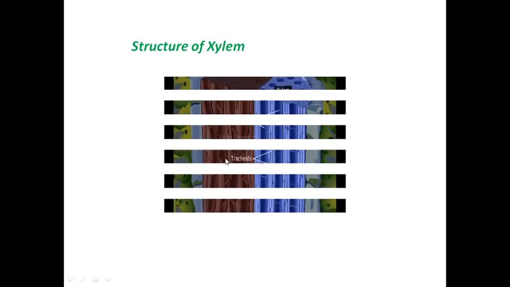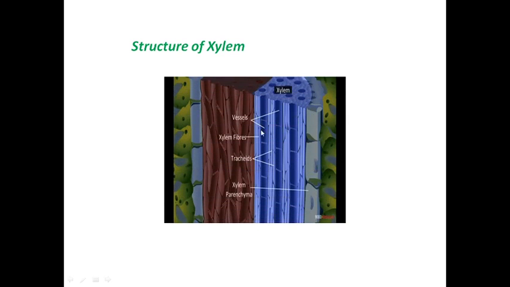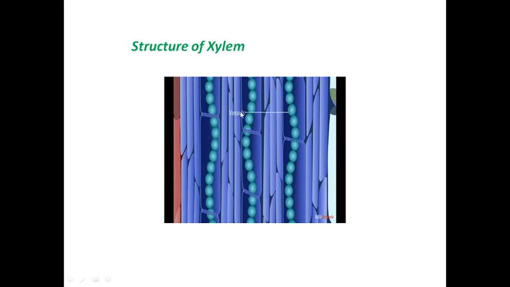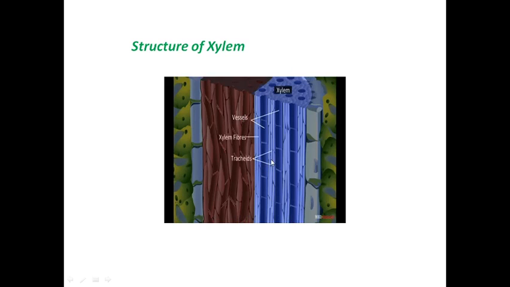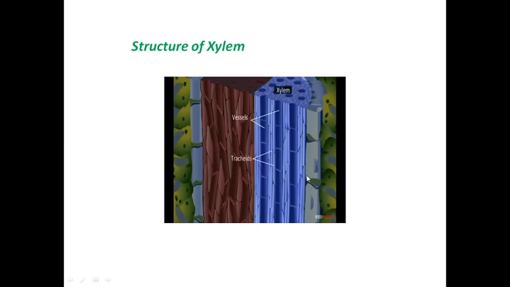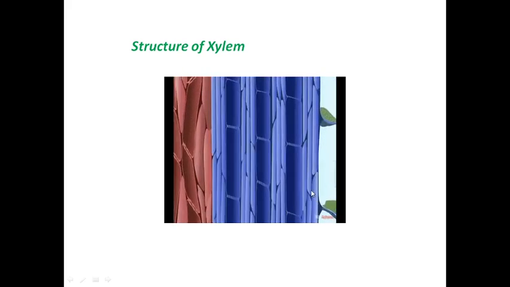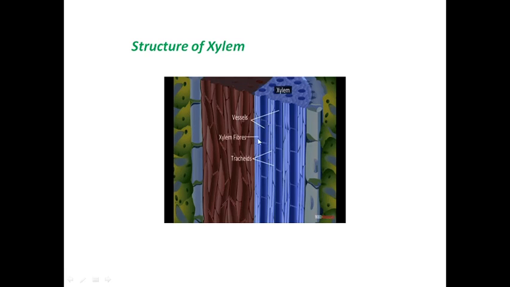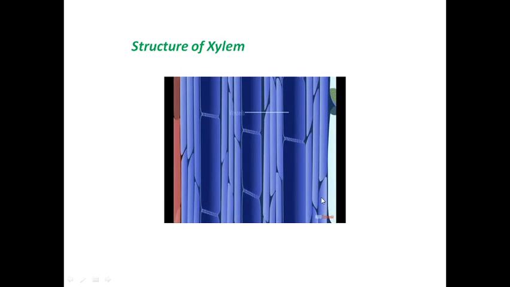Now you can see the structure of xylem in a nutshell. Here I am showing you: these are the vessels, and these are the tracheids in between. Here you can see the water going up through these tracheids. And here you see this is xylem parenchyma. I hope this is clear to you. You can have a look at this once again: vessels, tracheids, xylem fibers in between, and xylem parenchyma. I hope this all is clear to you, and if there are any queries, please let me know. Thank you.